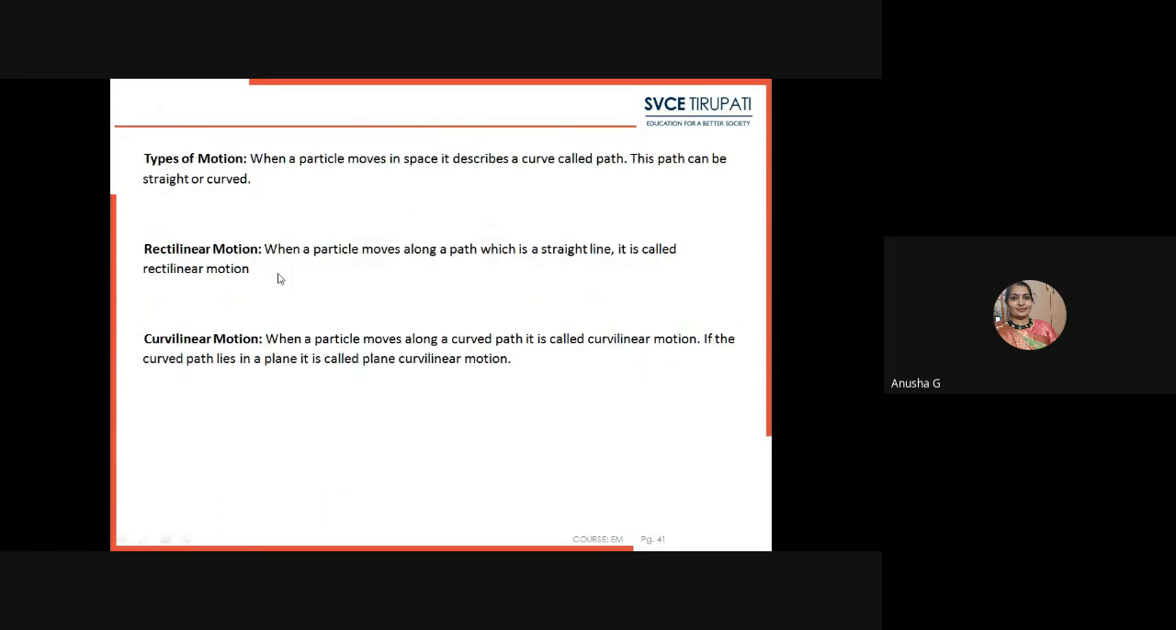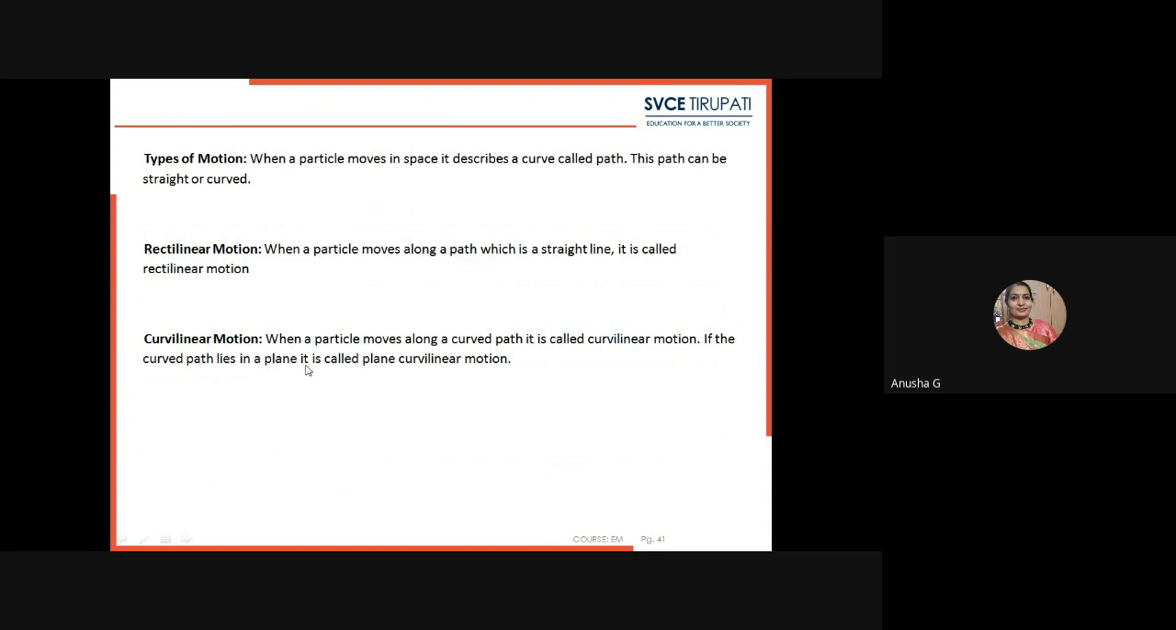Now, automatically we see in dynamics there will be two parts, that is types of motion. When a particle moves in space, it describes a curve called a path. This path is called a straight or curved path. Whenever the motion of the body is in a straight line, it is called rectilinear motion. That means when a particle moves along a path which is a straight line, it is called rectilinear motion.